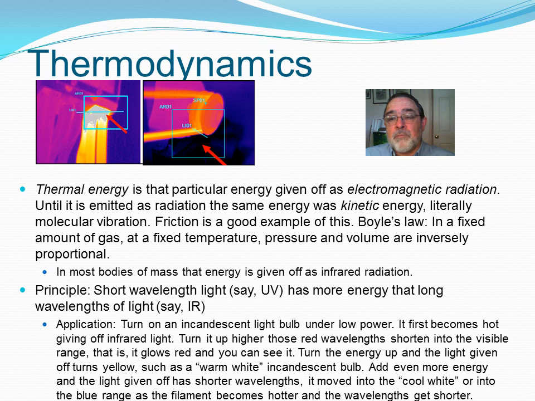Turn the energy up a little bit more and the light given off turns towards yellow. This is warm yellow light, in other words, or warm white light. Some warm white incandescent bulbs, if you can find them anymore, are in this range. They're a yellow, a white light shifted towards the yellow. Add even more energy, and the light given off has shorter wavelength. It has moved into the cool white or into the blue range as the filament becomes hotter and the wavelengths get shorter.